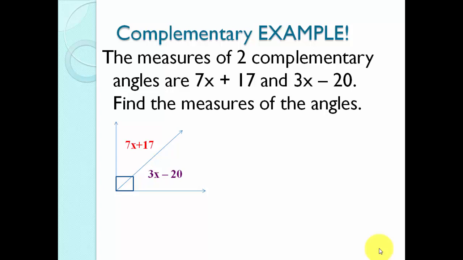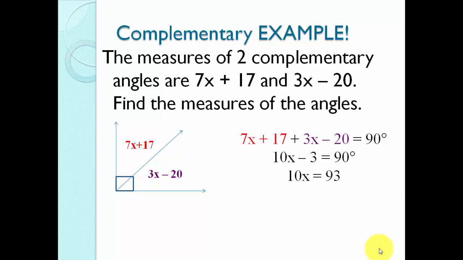Now I can start writing an equation. I know that these two angles are going to add up to 90, so I'm going to write an equation saying 7x plus 17 plus 3x minus 20 is equal to 90. Now that I have an equation with one variable, I can go ahead and solve for x. I combine like terms on the left-hand side, add over the 3, and finally divide by 10 to get that x is equal to 9.3.